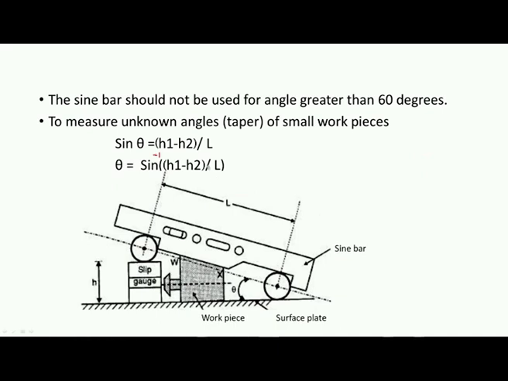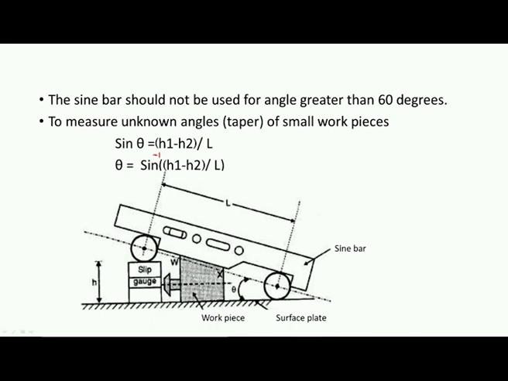Now, these sine bars should not be used for angles greater than 60 degrees. For smaller angles, these can be used to get the precise angular values. To measure unknown angles or tapers of small workpieces, these sine bars are preferred, and you can see the arrangement of how we can use a sine bar for measurement of taper angle.